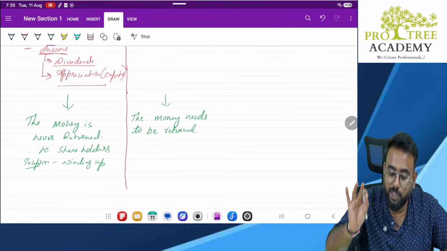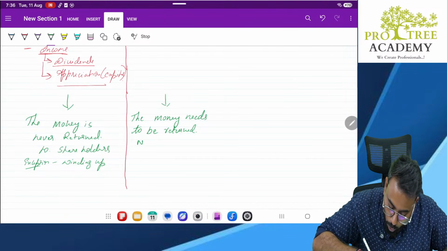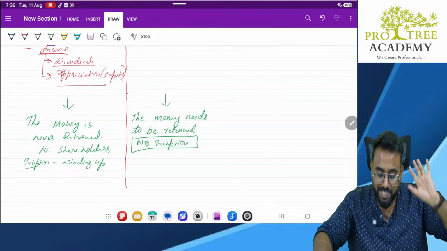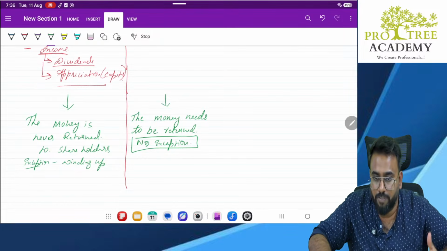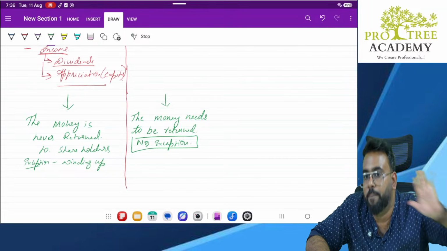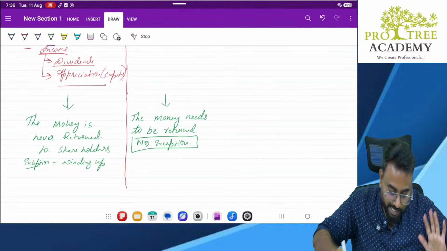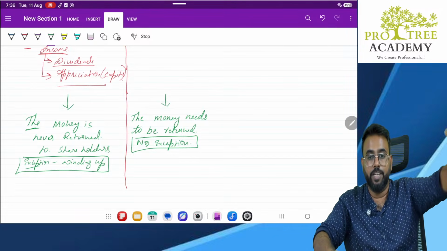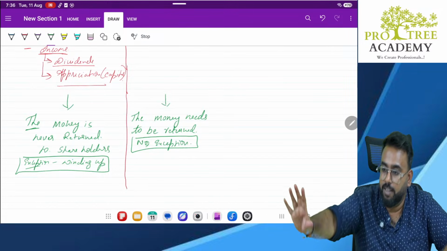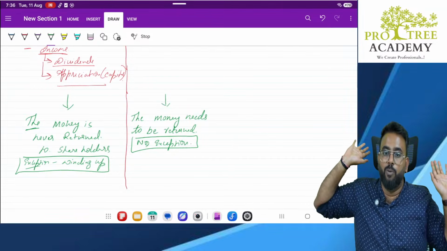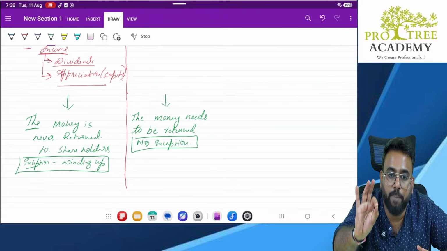The money needs to be returned. No exception. That means preference shares, whoever has invested in preference shares, the money has to be returned back to them. Whereas in case of equity shares, it is like a Tirupati Hundi. Once you put the money inside, done and dusted. You will never receive the money back from the company.